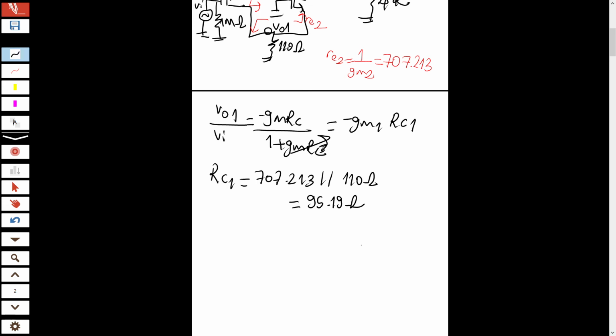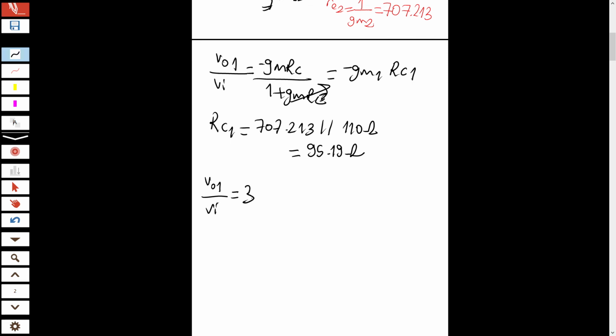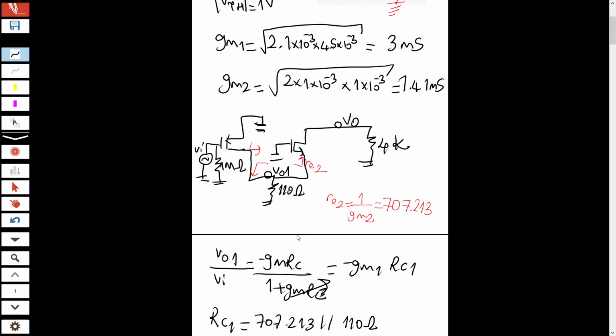So V output 1 over Vi equals GM1, which was 3 millisiemens, so 3 times 0.09519 equals 0.2855. This is the first step of the gain. The second step of the gain is V output over VO1. Let's look at the second step of the gain.